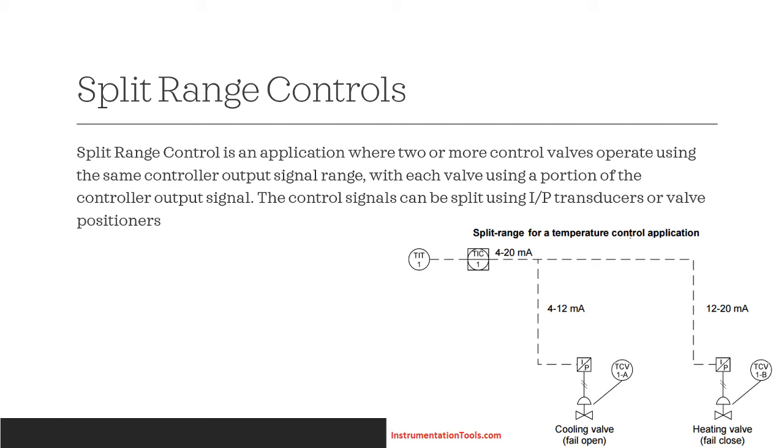So here we have a temperature controller outputting 4 to 20 milliamps, and it's controlling two different valves. One valve is going to be opening at 4 to 12, and the second at 12 to 20. So if it's somewhere between 4 and 12, that valve, the cooling valve, will open and close depending on the amperage, and then once it goes past that 12 mark and goes closer to 20 milliamps, the heating valve will open or close.